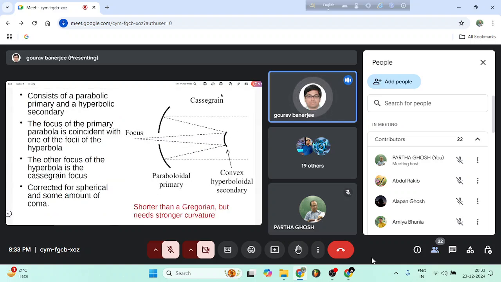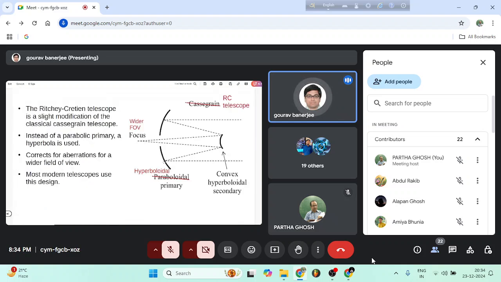You have a different version of the same telescope called the Cassegrain. Instead of an elliptical, you have a hyperboloid secondary, and this is again corrected for a fair amount of field. So you can get some amount of field with this kind of arrangement. The advantage of this telescope is that it is now shorter compared to a Gregorian, and this is useful because when you are making a bigger telescope or a moderate size telescope, you don't want it to be very long, or the mechanical assembly becomes too difficult.